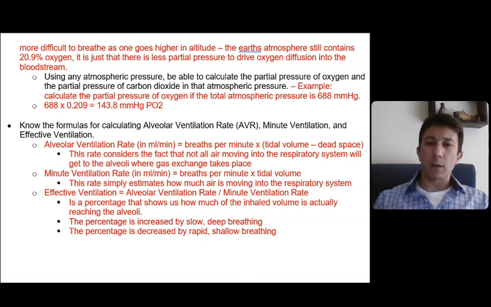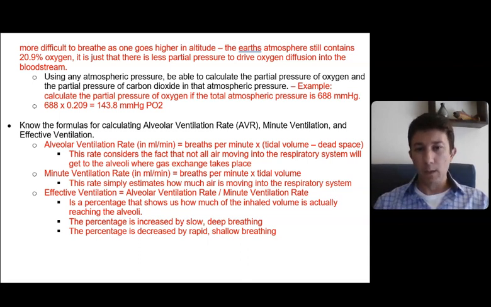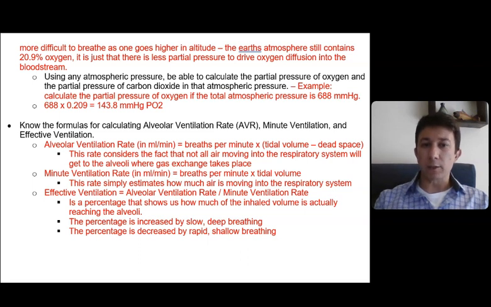The other is minute ventilation and effective ventilation. I want you to be familiar with them for the purposes of the exams, but I'm not going to have you commit them to memory for the purposes of calculating numbers during a quiz. Minute ventilation rate, which again, just like alveolar ventilation rate, is in milliliters per minute, and it simply takes into account the number of breaths that are occurring per minute and multiplying that by the current tidal volume.